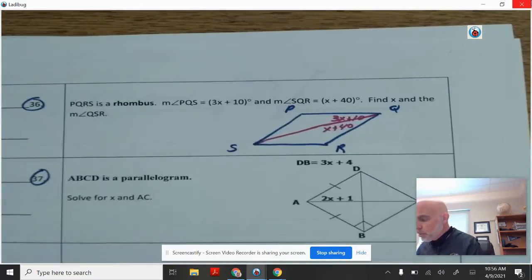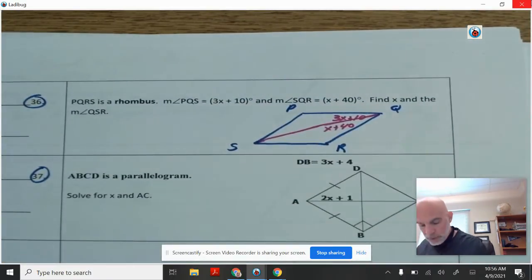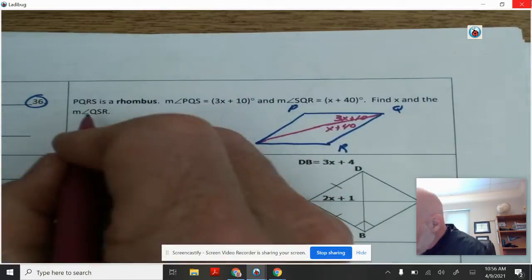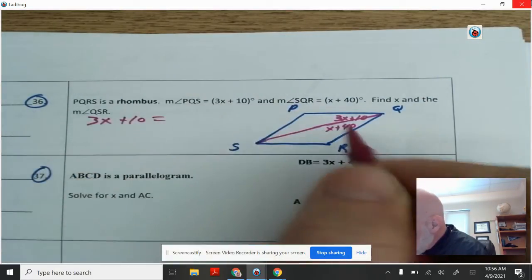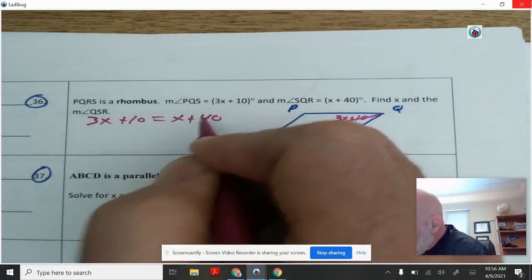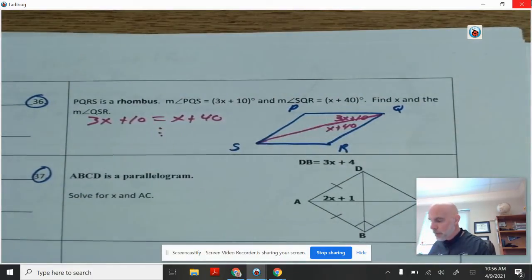So that's what we're using right here. I'm bisecting those angles so I know they're equal to each other. So I would just set them equal to each other. 3x plus 10 equals x plus 40. And then you can do the algebra.